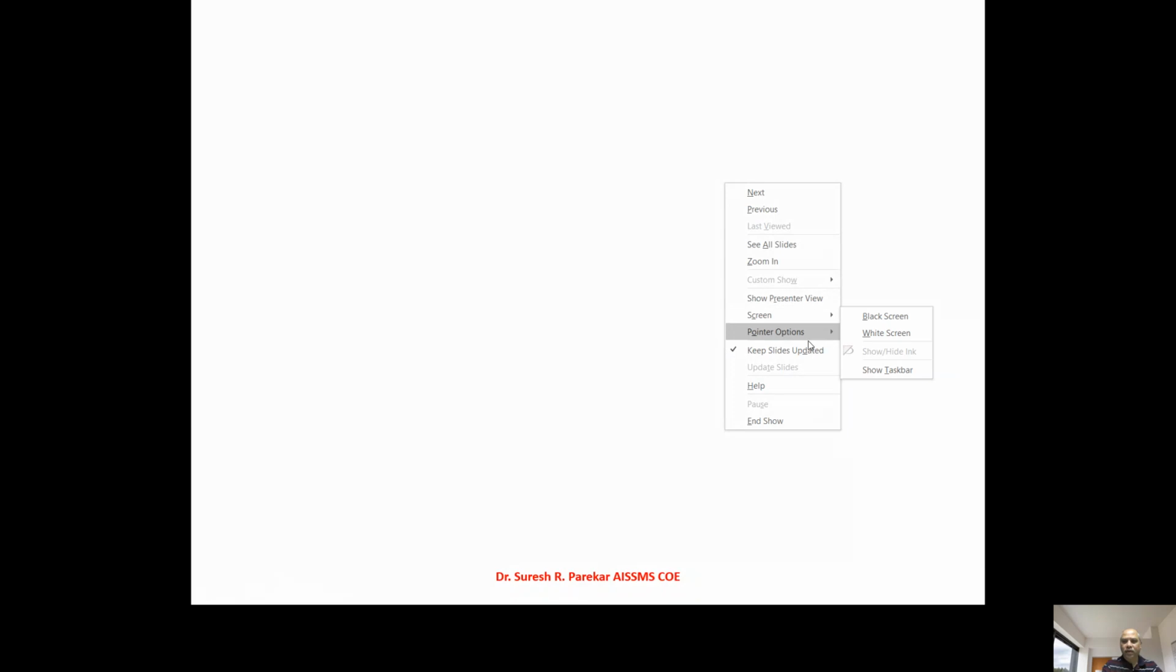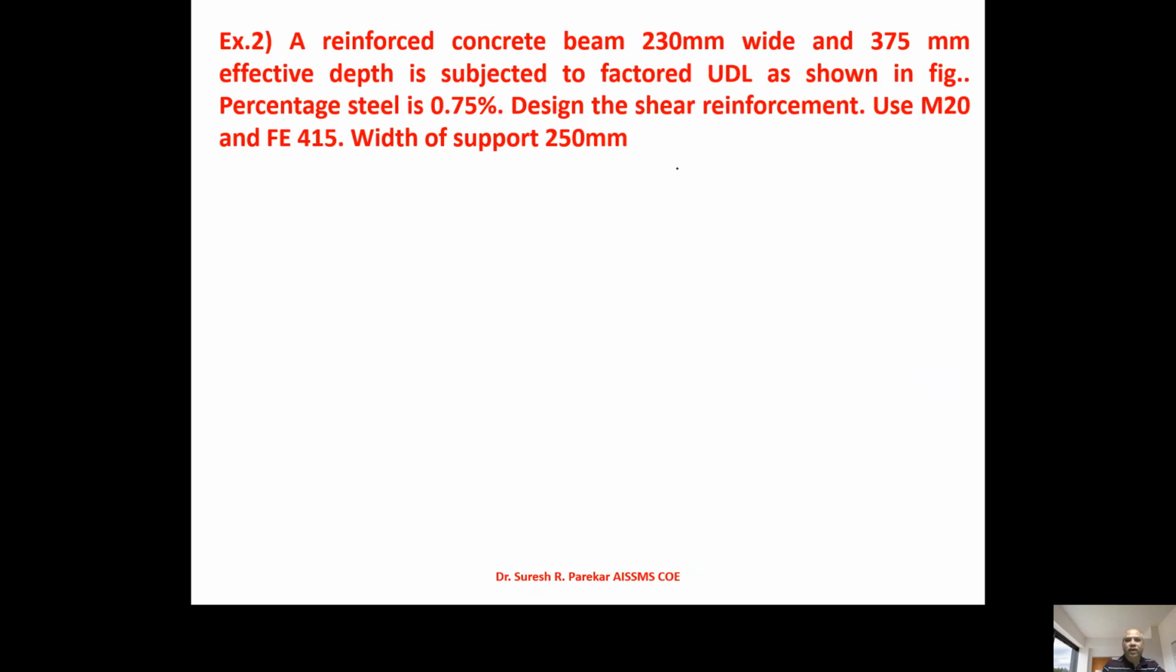Good evening. We are going to see one problem again, that is on shear. We have this reinforced concrete beam 230 mm wide and 375 mm effective depth, subjected to factored UDL as shown in figure. The percentage of steel is given as 0.75%. Design shear reinforcement using M20 and Fe415. The width of support is given as 250 millimeter.